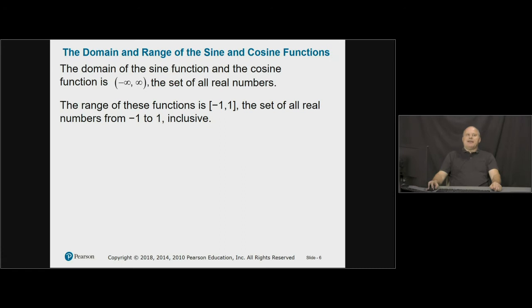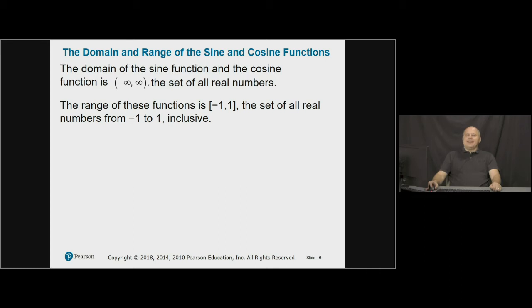Now, the domain and the range of the sine and cosine functions. Well, the domain of the sine function and the cosine function is all real numbers. The range of these functions is the set of all real numbers from -1 to 1 inclusive.